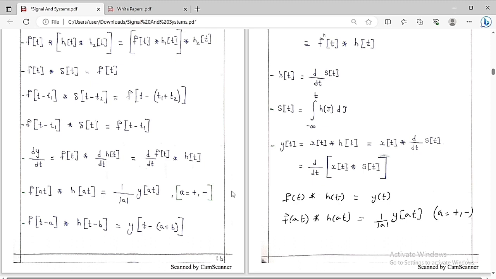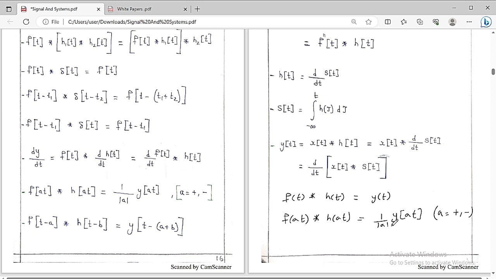So therefore we can say f of t convolution of h of t is equal to y of t. Then f of a t convolution of h of a t is equal to 1 by mod a y of a t. Here A can be either positive or negative. What I have done is replace t by a t, here also t by a t, but an extra factor 1 by mod a has to be kept here. I have already told you this derivation in my signals and systems conceptual classes.